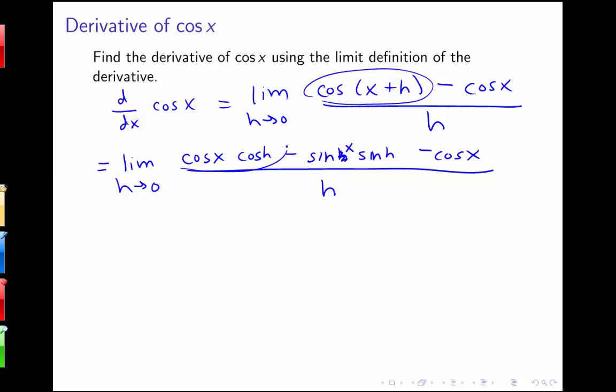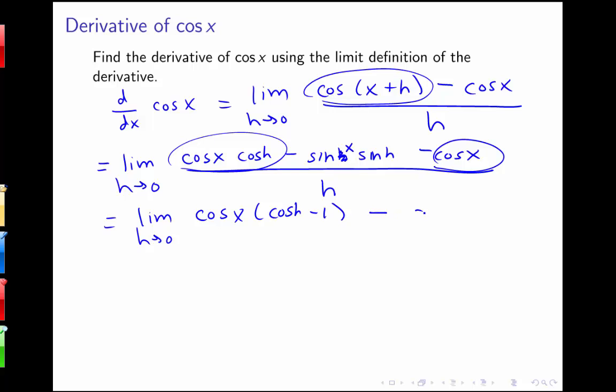So notice that in this term and this term I have a cosine x, so I'm going to factor cosine x out of those two terms. So we're going to have cosine x times cosine h minus 1 minus sine x sine h. Okay, this is all over h. I know it's going to be all over h. Well, all right, we'll write this in a few steps. So this is all over h.